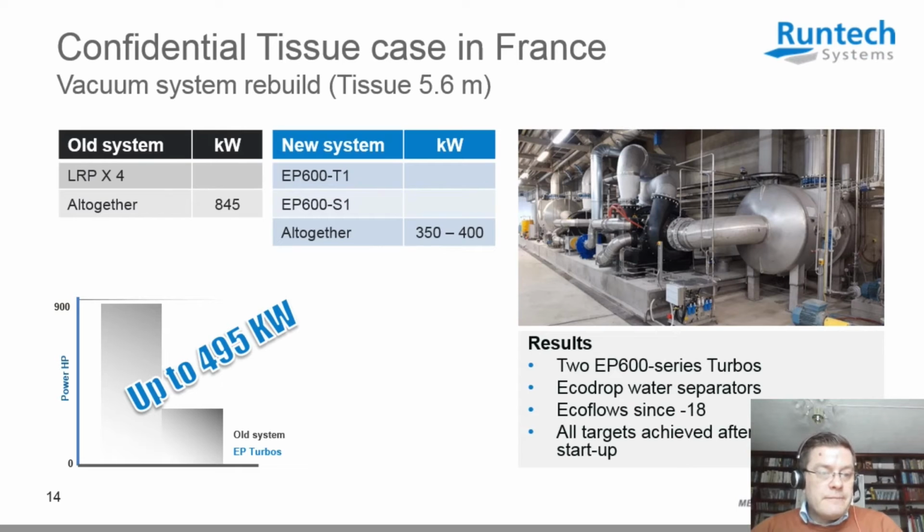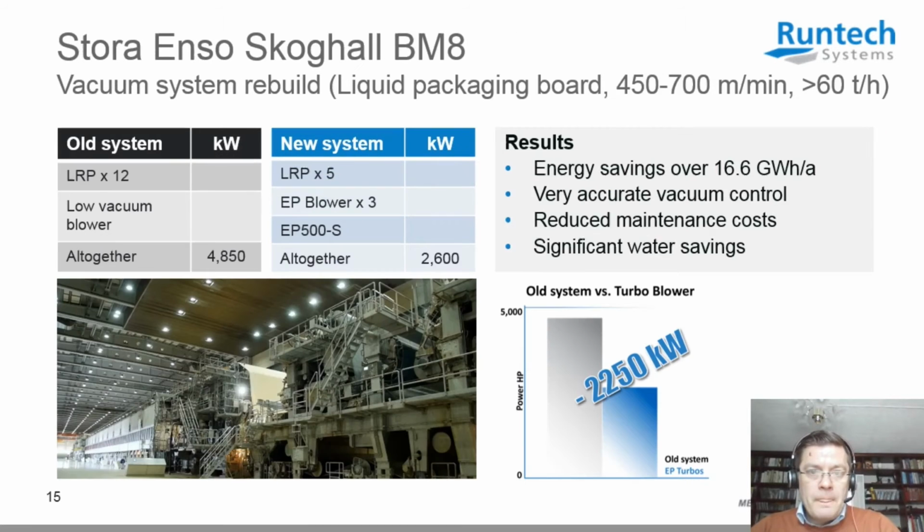Tissue machine in France. Full vacuum system rebuilt, made in 2 steps. 4 old liquid ring pumps replaced with 2 turbo blowers plus EcoFlow system. Savings more than 50% in electricity and 100% in water. And one hybrid system in Sweden. 7 old liquid ring pumps, total of 12, were replaced with 1 turbo blower and 3 blowers. Savings more than 45% in electricity and more than 50% in water. A similar hybrid system has been done also in Soporcel PM2 in Figueira da Foz.